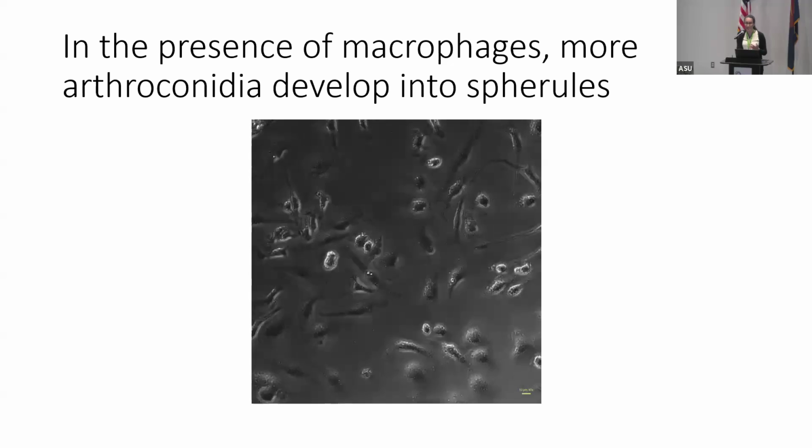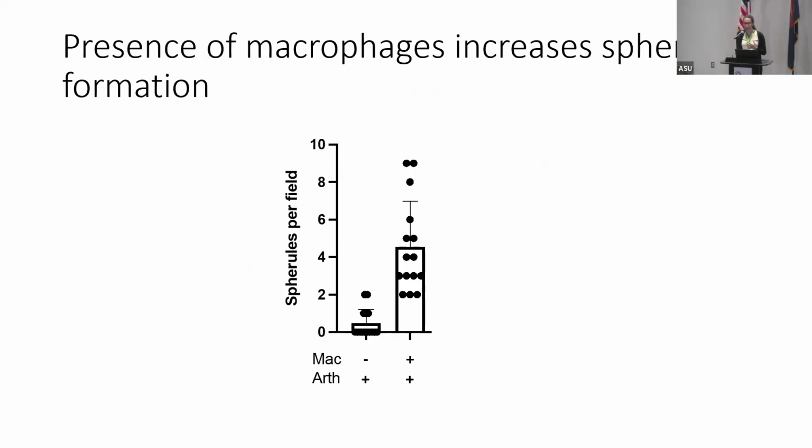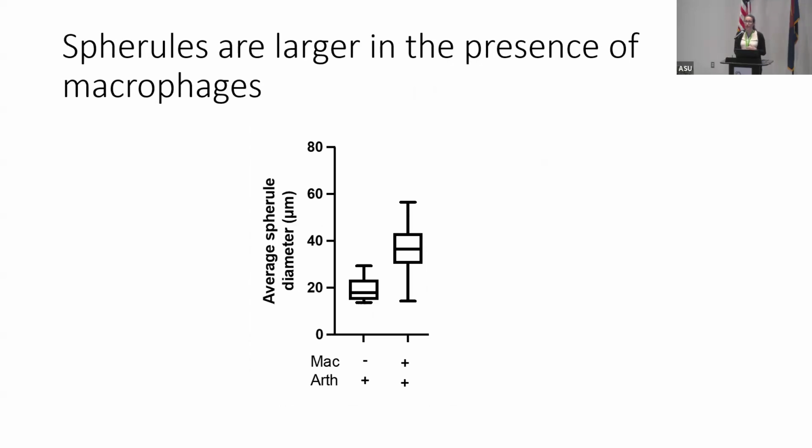When we quantify this, looking at the number of spherules per field, with arthroconidia alone in that first column, you see very few spherules. If we add in macrophages, you can see a drastic increase in the number of spherules per field. Not only are there more spherules, but they're also larger. Whereas when we grow them alone in these in vitro conditions they're actually quite small, when we add in macrophages, they're much bigger.